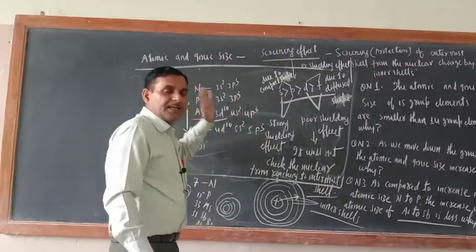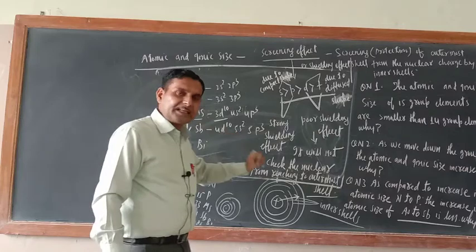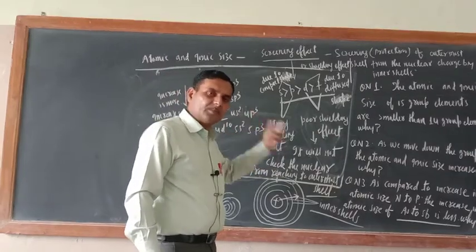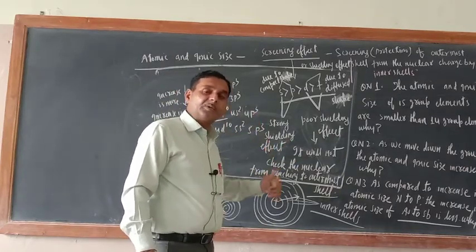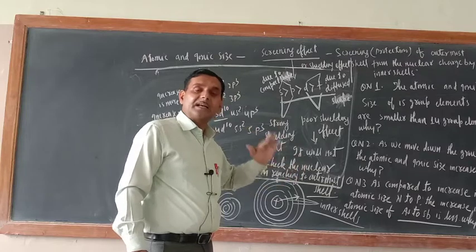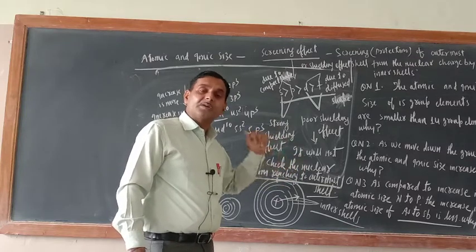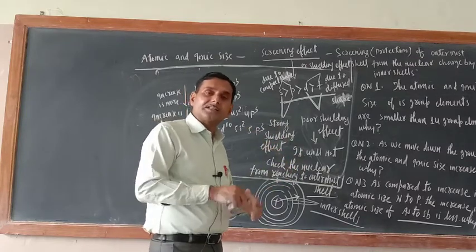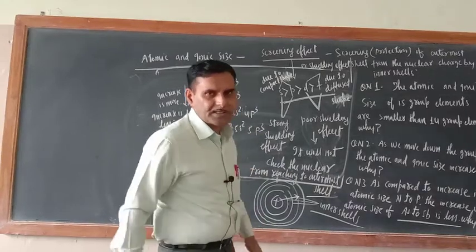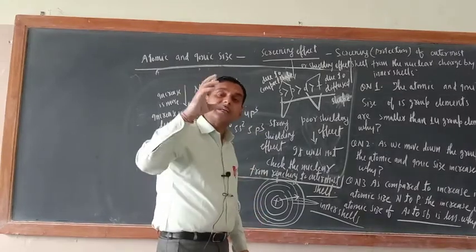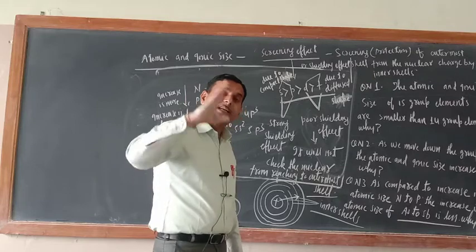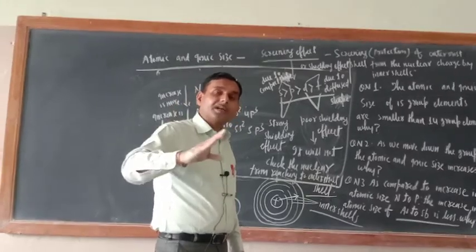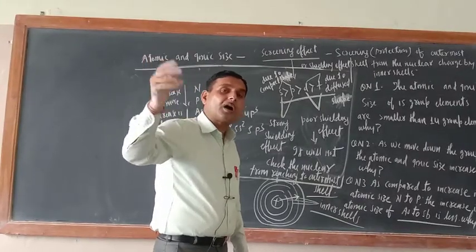That is why from nitrogen to phosphorus the increase in atomic and ionic size is more, but from arsenic to antimony the increase in atomic size is less, because from arsenic onwards there is the entry of d orbital, and the d orbital shielding effect is poor, hence it cannot control the nuclear charge from reaching the outermost shell.